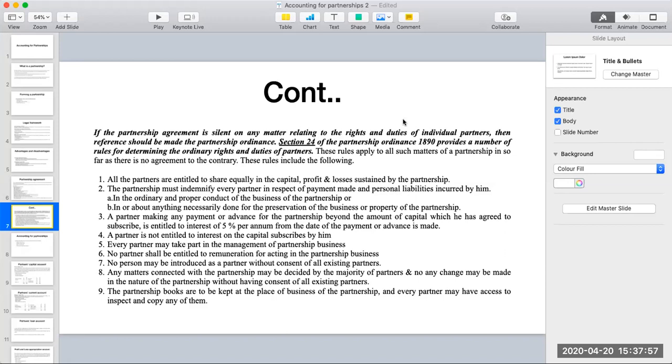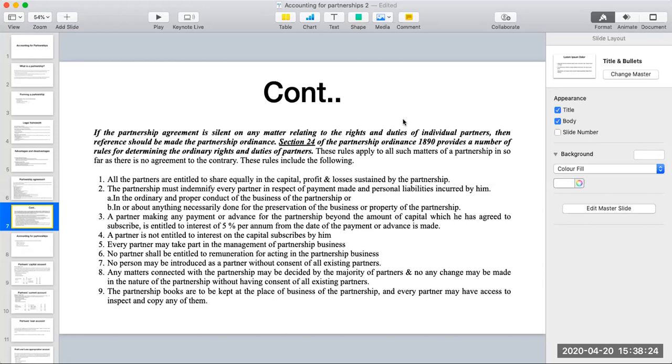The second condition is anything necessarily done for the preservation of the business or property of the business. Let's say there's a court case going on against a property of the business, and one of the partners is paying the legal fees. This is something necessarily done for the preservation of business property. So they can be reimbursed.